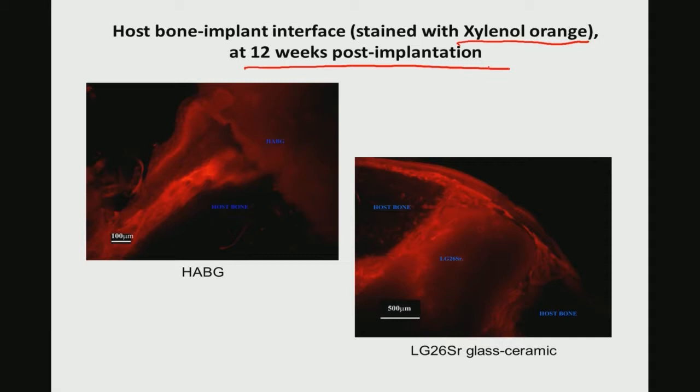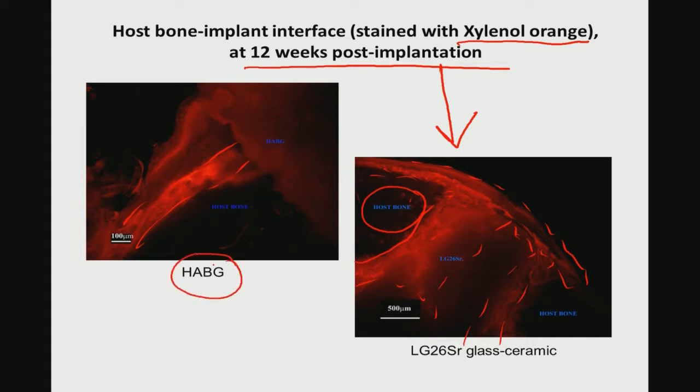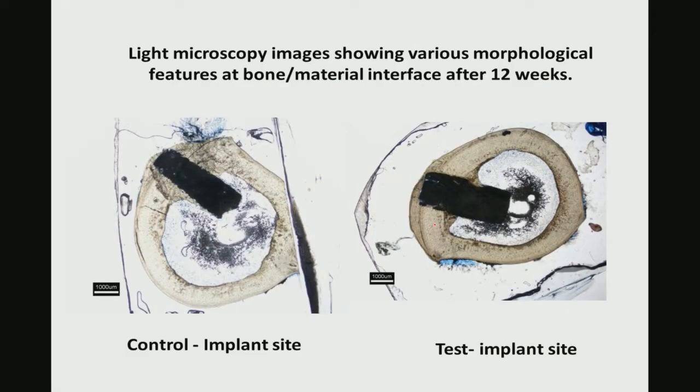In this particular case, at 12 weeks post implantation, this is your host bone structure, this is your implant, and it shows this xylenol red stained image. This stained image essentially shows where bone formation has been initiated. Similar features of bone formation have also been shown in the hydroxyapatite bioglass, but qualitatively, from these two images, bone formation is perhaps a little bit more in the case of our test glass material.